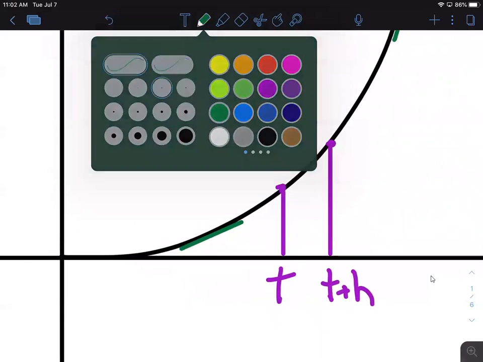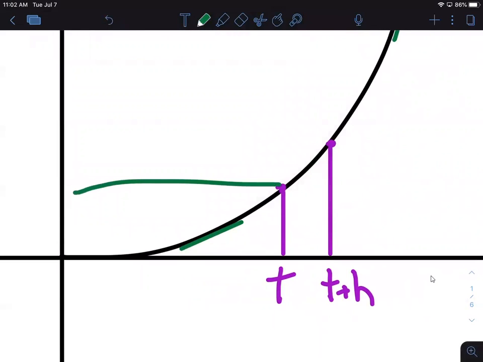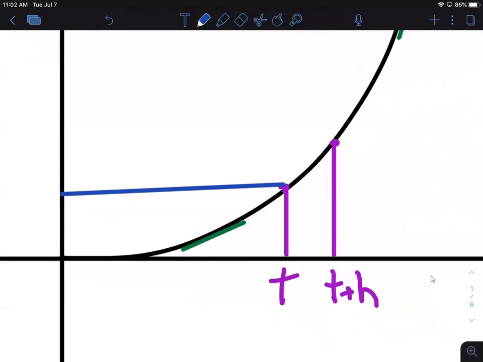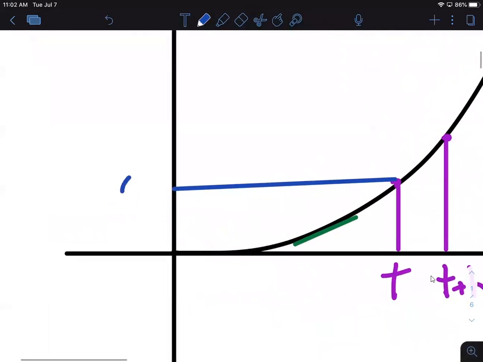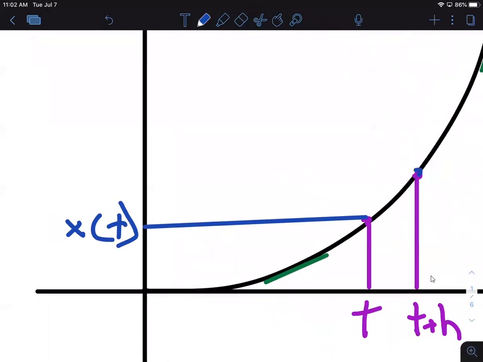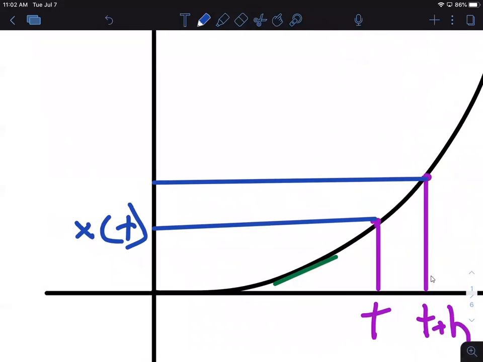And at each of these points I could find the position. So this has a position, whatever my equation is, right? My position is some function of time, so this would be x of t. I just plug that into whatever equation I have for the position. And this one would be x of t plus h. So I could just plug those into my position equation.